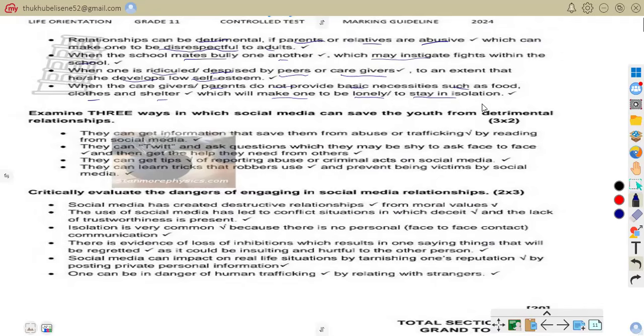Then also being bullied by schoolmates, as we have seen, when schoolmates bully one another. That is when bullying creates fear and stress and unhappiness. The effect is that learners may avoid school because they are bullied by one another. Fighting and conflict are going to increase. For example, a learner teased daily about appearance, losing confidence now.